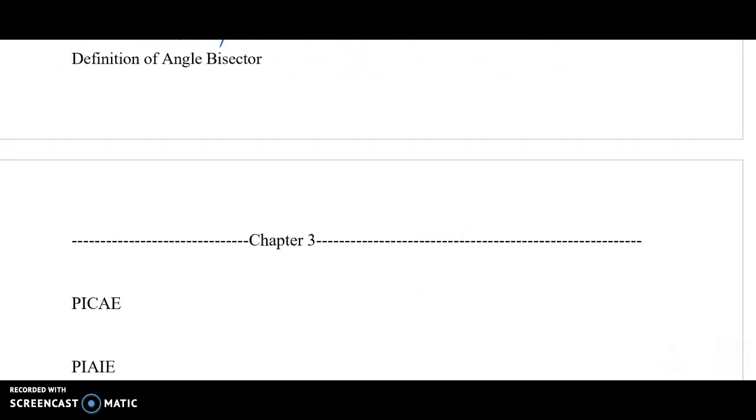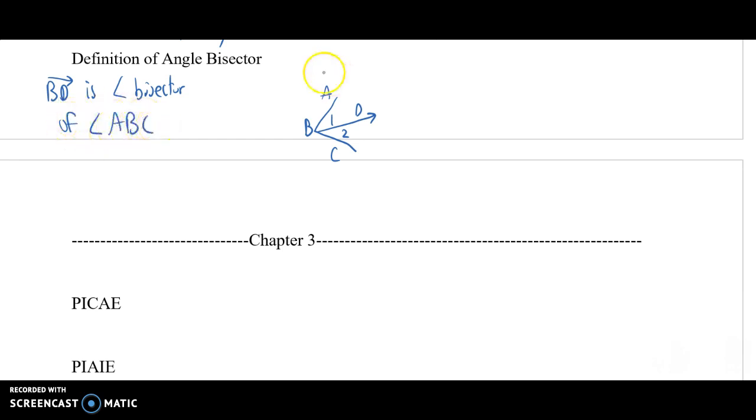Last one here, definition of an angle bisector. So let's go ahead and put our drawing right here. Use the letters A, B, C, and D. I'll call those angles 1 and 2. And our given is going to be that ray BD is angle bisector of angle ABC. So if we are given that and we are including that drawing as part of the given, then what we could say using this definition of angle bisector is that the measure of angle 1 is equal to the measure of angle 2.